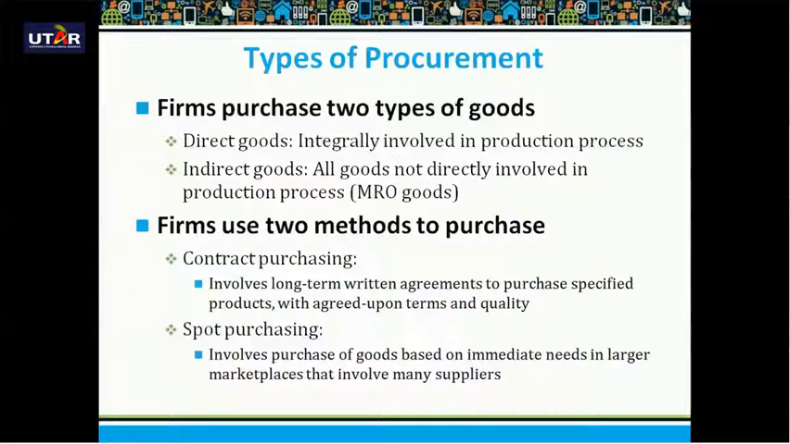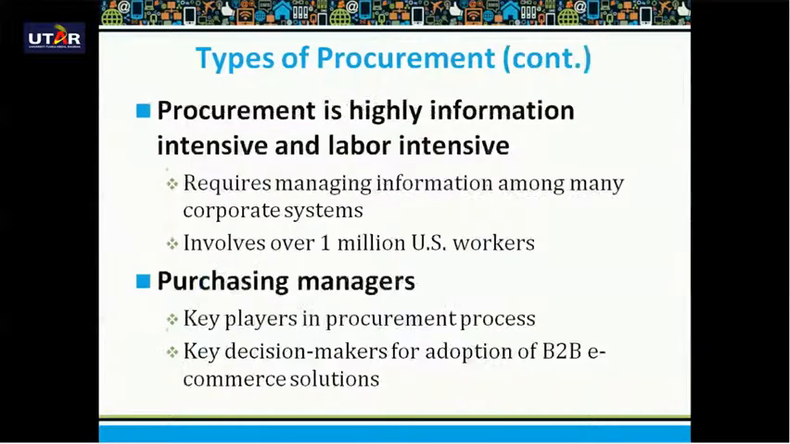Types of procurement. Firms purchase two types of goods: direct goods, integrally involved in the production process; and indirect goods, all goods not directly involved in the production process. Firms use two methods to purchase: contract purchase, involving a long-term written agreement to purchase specified products with agreed-upon terms and quantity; and spot purchase, involving purchase of goods based on immediate needs in large marketplaces that involve many suppliers.